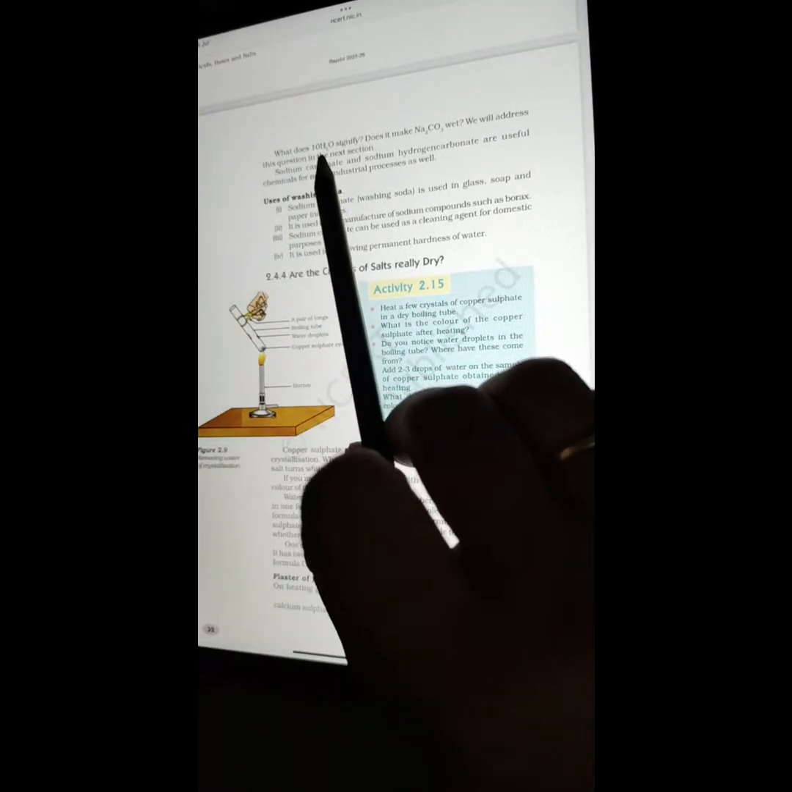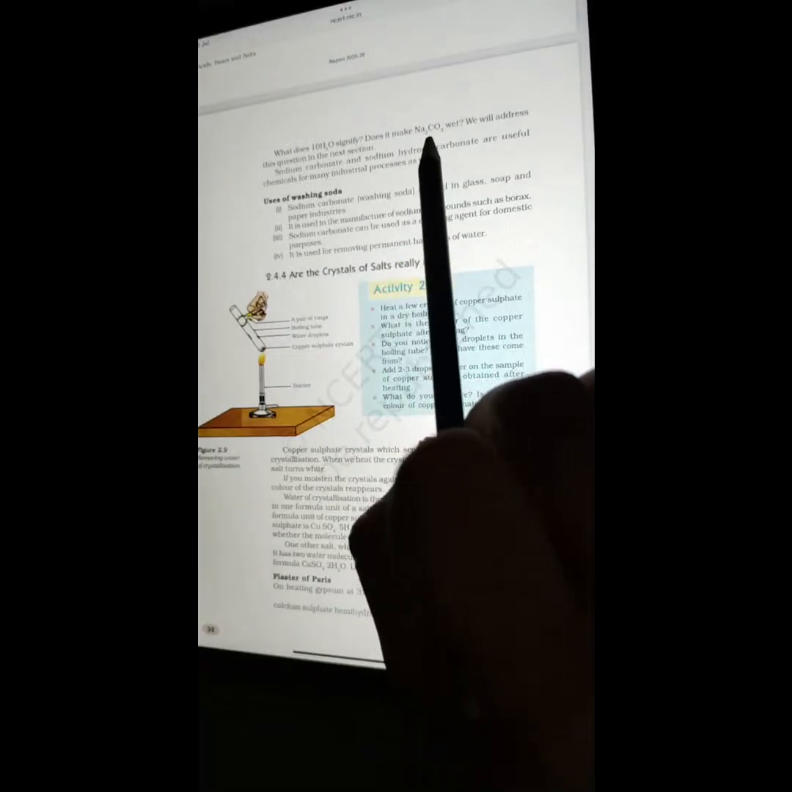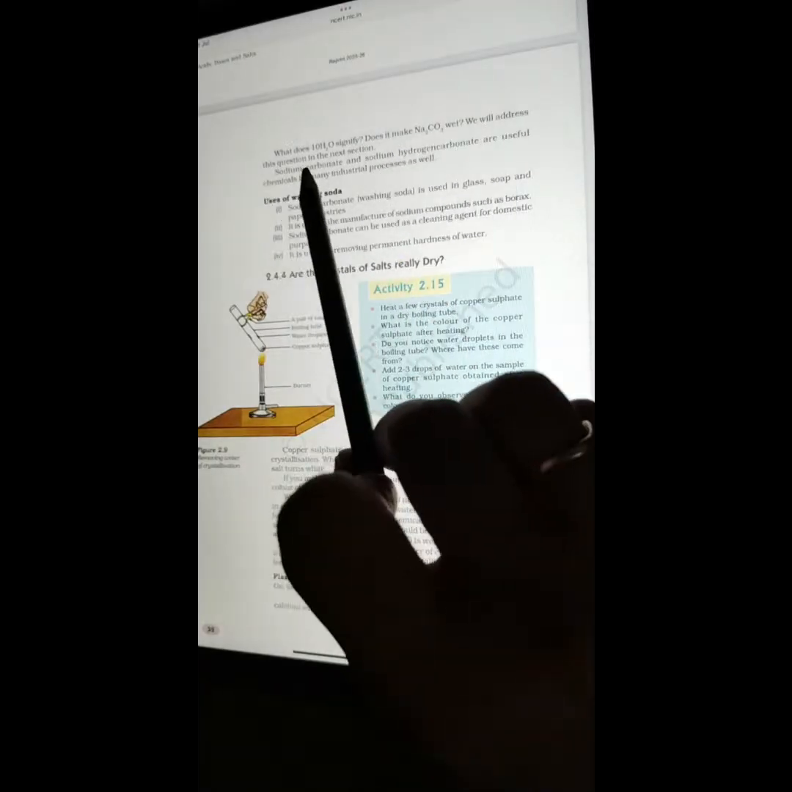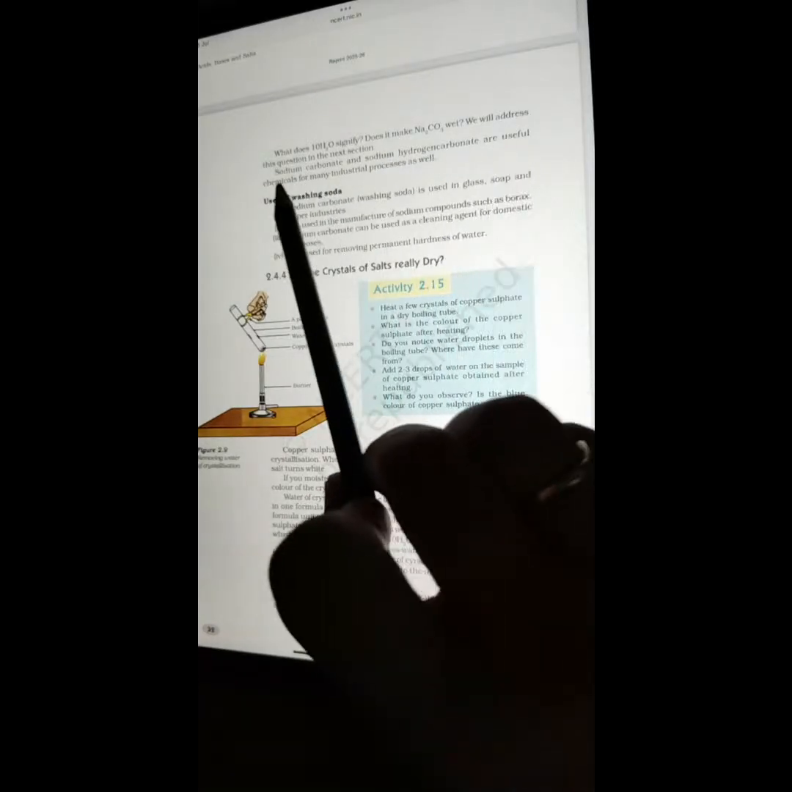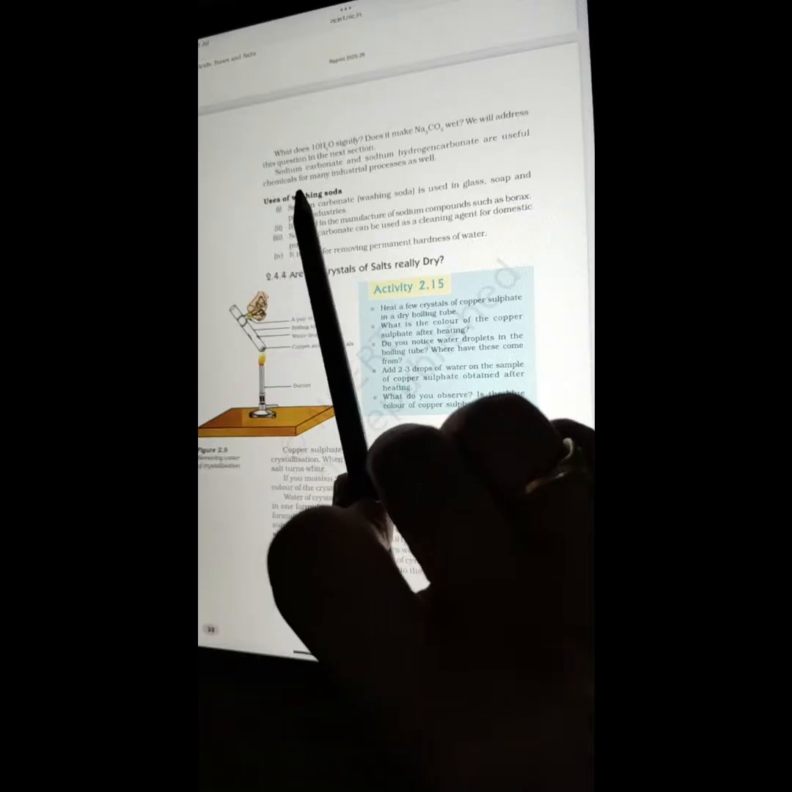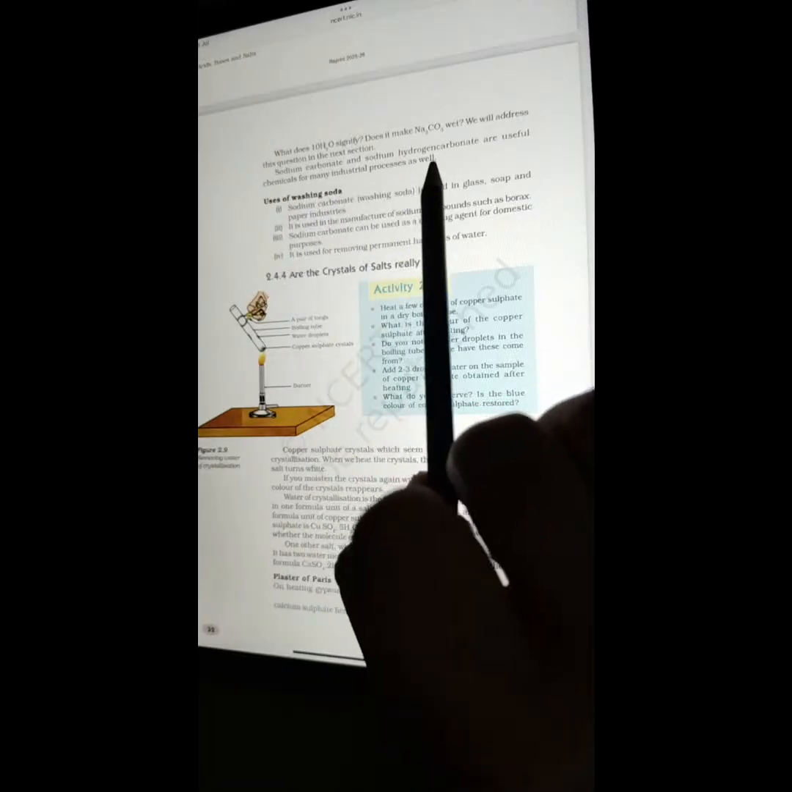What does 10H2O signify? Does it make Na2CO3 wet? We will address this question in the next section. Sodium carbonate and sodium hydrogen carbonate are useful chemicals for many industrial processes as well.